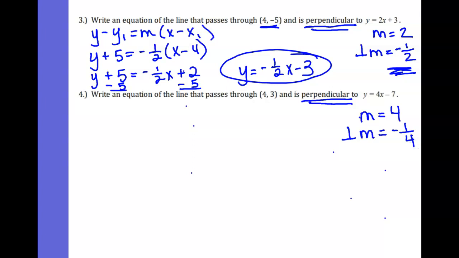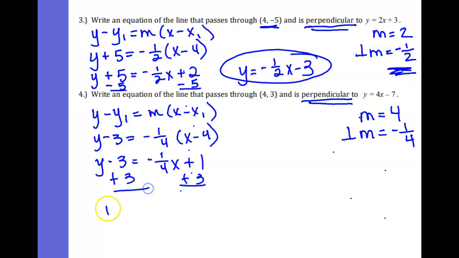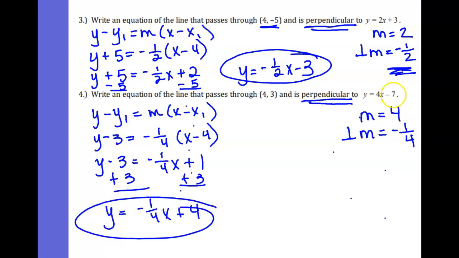We use that new slope with point-slope form, and we plug in the values. So y minus 3 is equal to -1/4 times x minus 4. We distribute: y minus 3 equals -1/4 x plus 1. And then we add 3 to both sides. Y is equal to -1/4 x plus 4. There's the equation. So if you took both of those equations and graphed them both in Desmos, you would see that they were perpendicular.